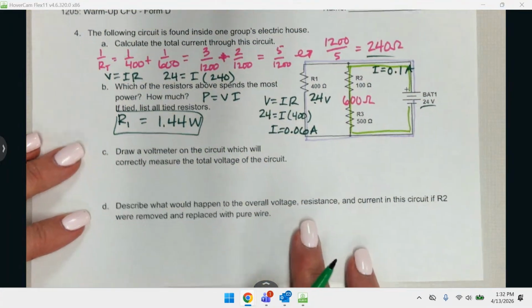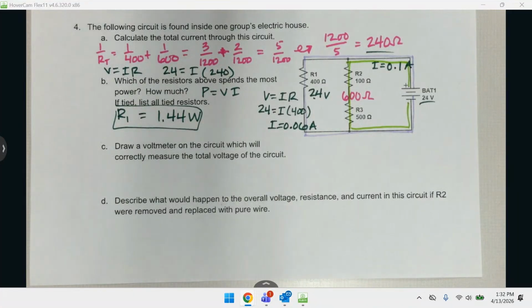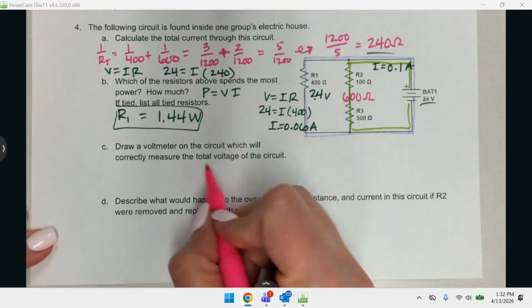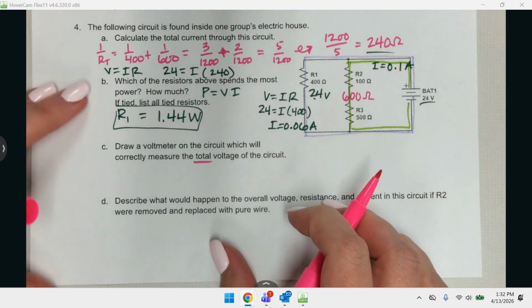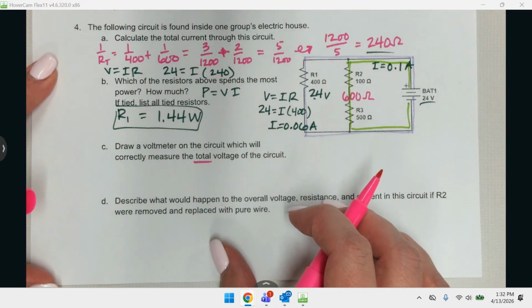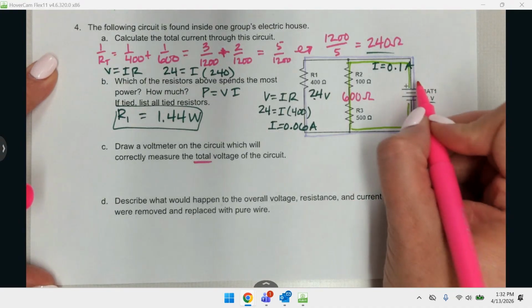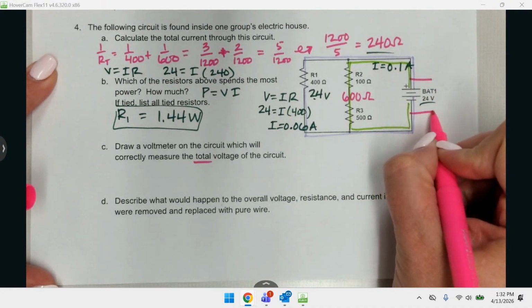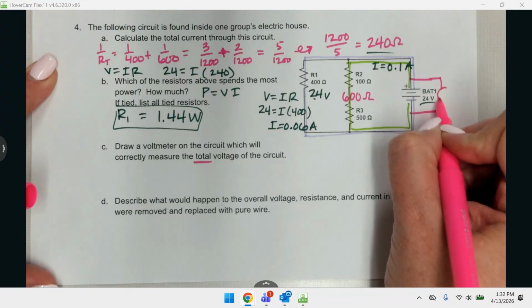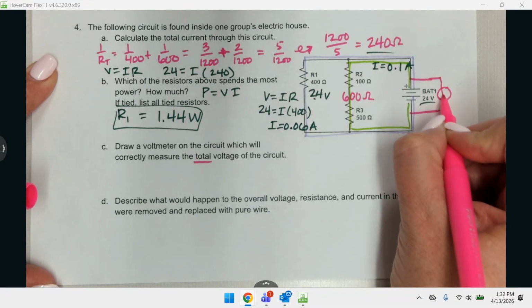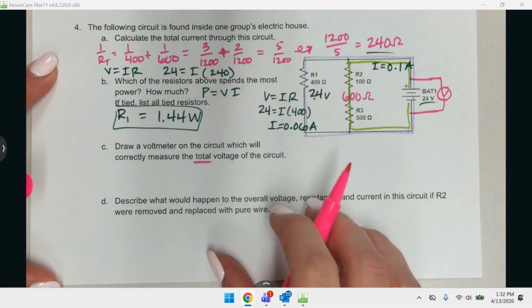Part C says draw a voltmeter on the circuit which will correctly measure the total voltage of the circuit. Again, it's asking for total voltage, so we can just measure across the battery. Okay, a voltmeter does need to be connected in parallel. And so your voltmeter should be drawn something like this, in parallel outside of the circuit across the battery.